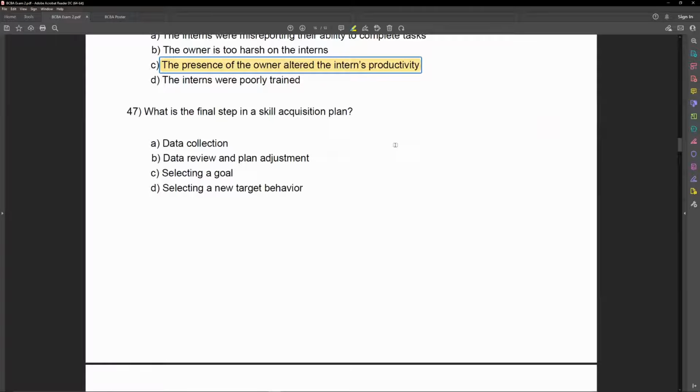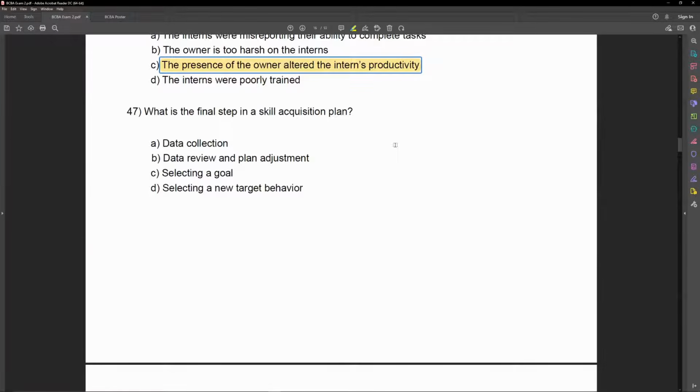What about data review and plan adjustment? Sure. What do we do after we collect all the data? Well, we have to review it. We have to analyze it. And then what do we do once we analyze it? We make determinations if that plan needs to be changed or if it can stay the same. After that, we go back to square one, which is picking a target, et cetera, et cetera. So the final step in our plan is going to be reviewing our data and adjusting the plan as needed.